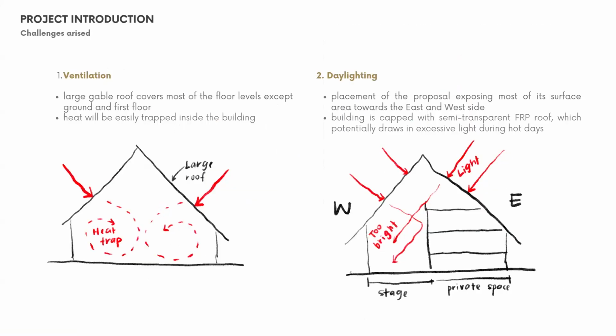In my proposal, these are some of the challenges that arise. Mainly there are two. Firstly is the ventilation. Due to the design of having a large gable roof that covers most of the floor levels except ground and first floor, heat will easily be trapped inside the building. Secondly is the daylighting. Because of the placement of the proposal, exposing most of its site towards the west and east area, and it is also capped with a large semi-transparent FRP roof, it will potentially draw in excessive light during hot days.